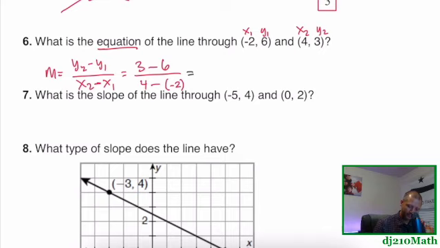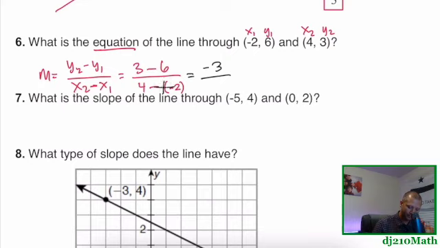Okay, simplifying the top. 3 minus 6 is negative 3, over 4 minus negative 2. Minus a negative means add. So 4 plus 2, which is 6. And this reduces to -1/2. So right now, I have a slope. Now we need a slope and a point.